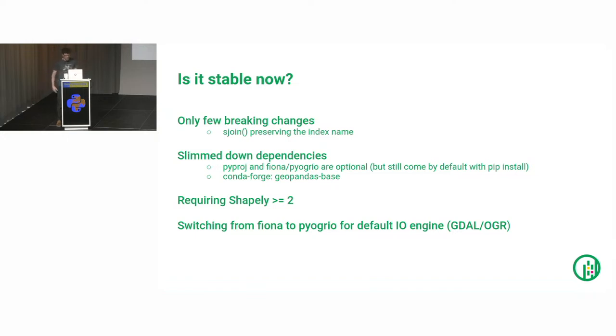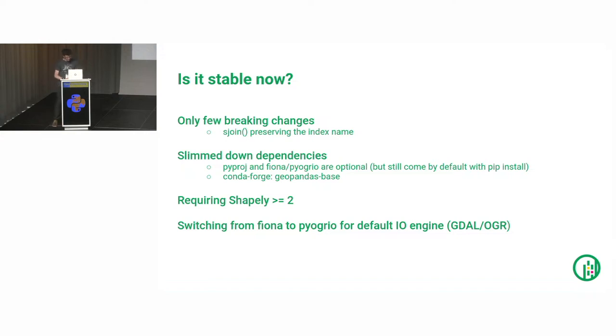One example is that the spatial join will now preserve the name of the index. If you are joining two data frames that had an index with a name, it will now preserve that name. And it's a breaking change because your resulting data frame actually has a column, like before, the column name was always index_right. And now that name will change. So if you relied on the fact that it was called index_right, then that can be a breaking change. So there are a few of those smaller corner cases, but only very few.